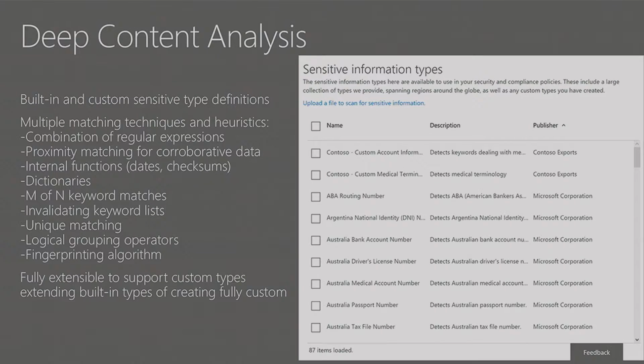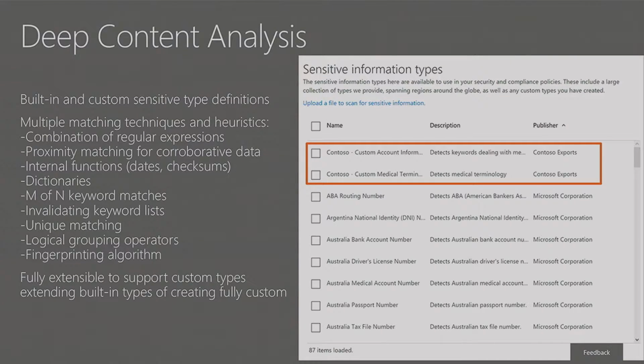So I'm not going to go through all of these in terms of the various matching techniques. Obviously a combination of regexes, with heuristics on top of that. We have a lot of internal functions that do checksum calculations, special date functions, and keywords. But we're also investing in things like unique matching and logical grouping of sensitive types to provide even more specific targeting of sensitive information. And we're also adding custom sensitive types.